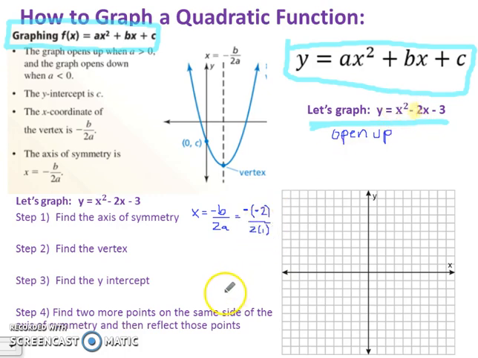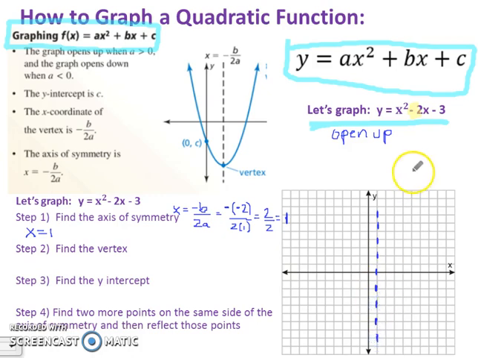Do the math. A negative times a negative is a positive, so I've just got a positive 2 in my numerator, and then 2 times 1 is 2, and 2 divided by 2 is 1. So my axis of symmetry occurs at x equals 1. So x equals 1, that's my axis of symmetry. I'm going to put in a dashed line to show my axis of symmetry. Everything's going to mirror over this line.